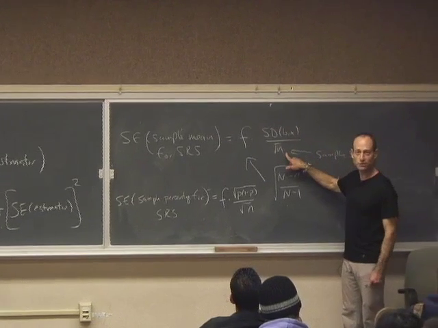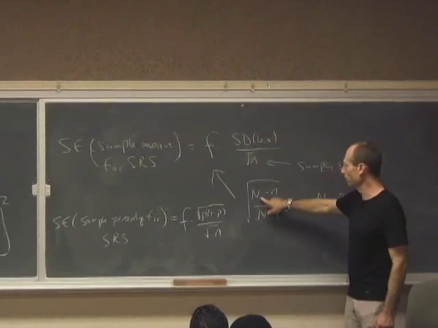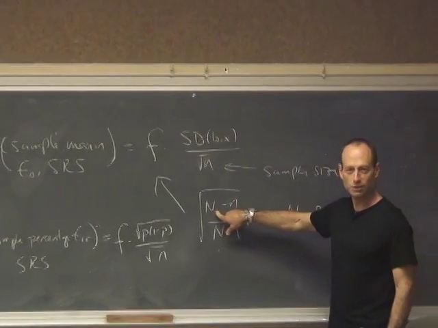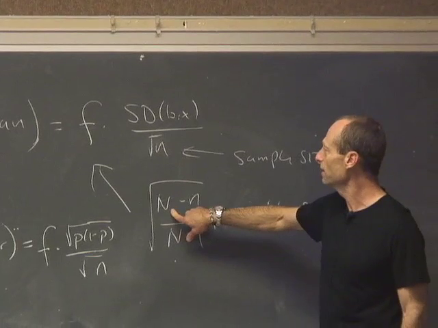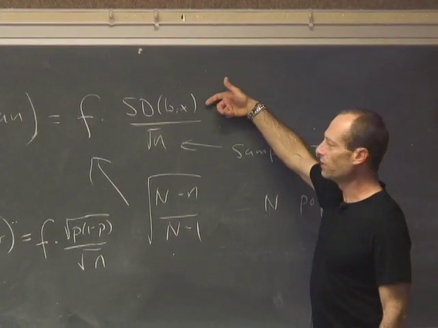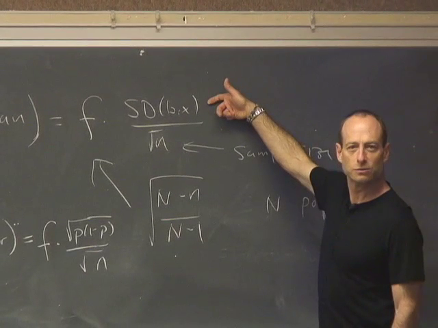We know the sample size. We're pretending that we know the number of numbers in the population, the size of the box. But we don't know the SD of the box.